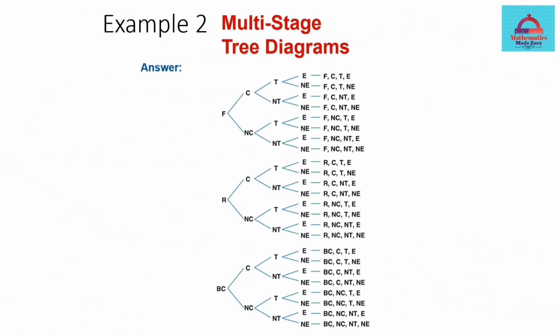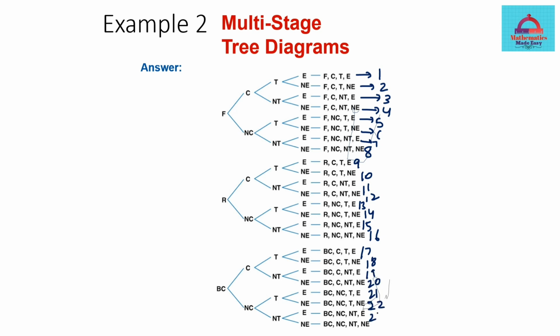Let's summarize the solution now for the multi-stage tree diagram. You can count 1, 2, 3, 4, 5, 6, 7, 8, 9, 10, 11, 12, 13, 14, 15, 16, 17, 18, 19, 20, 21, 22, 23 and 24. So there are 24 possible outcomes for this multi-stage tree diagram.